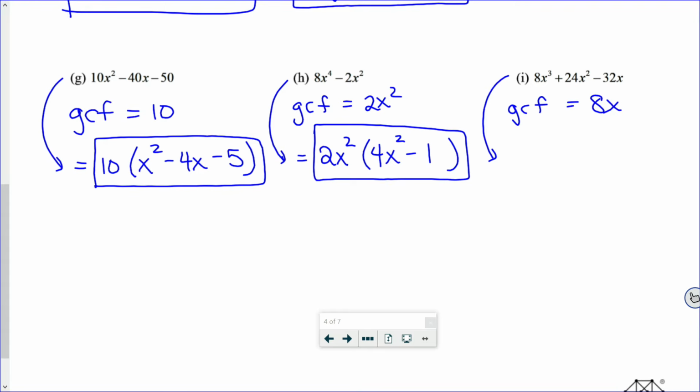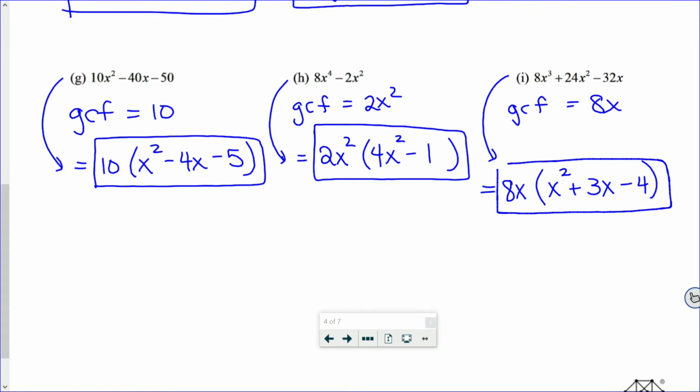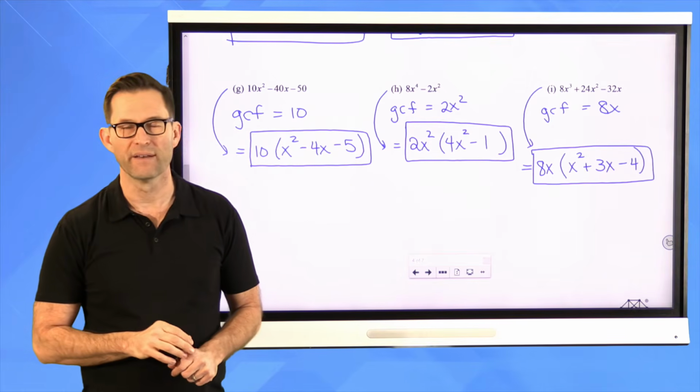And this entire trinomial, I'll write it down here, can be written as 8x times, let's take a look. What times 8x would give us 8x cubed? Just x squared, right? x squared times x is x cubed. What times 8 gives me 24? That would be 3. Then I'd have to have a 3x, so that 3x times 8x gives me 24x squared. And then what times 8 will give me negative 32? That will be negative 4, and the x has already been factored out. 8x times x squared plus 3x minus 4.